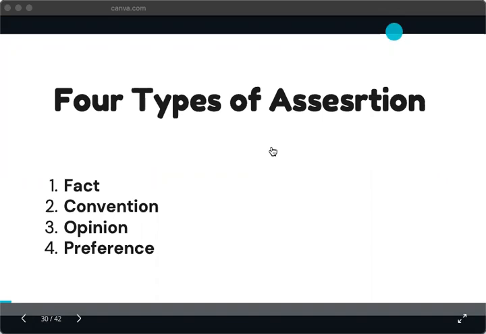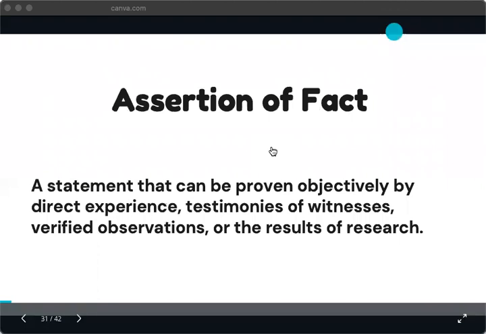When you speak of assertion of fact, it is a statement that can be proven objectively by direct experience, testimonies of witnesses, verified observations, or maybe the results of research. Because it is a fact. Because statements of fact can be double checked for accuracy, there is a general agreement about the truth that they espouse or posit. I have an example here. The Sampaguita's roots are used for medicinal purposes, such as an anesthetic and a sedative. This statement, class, is a fact. Why, sir? Because it can be directly verified by experience or reliable research reports. You can just look for this on the internet if it really is used for medicinal purposes. Okay, it can be proven by science, by data, by research.